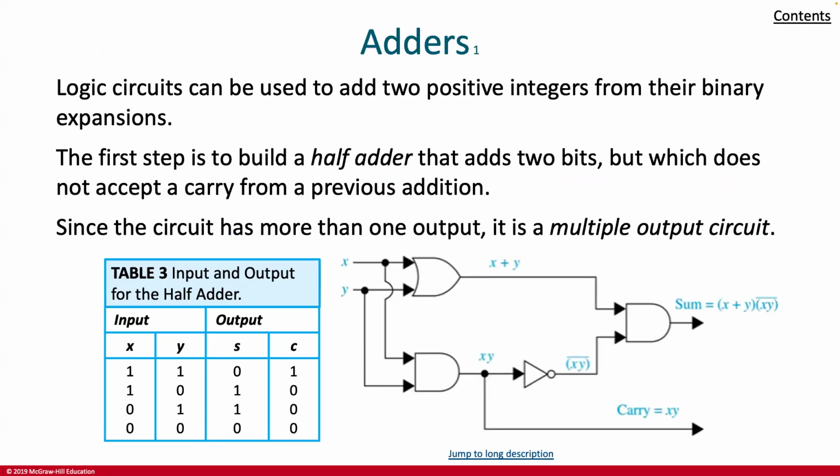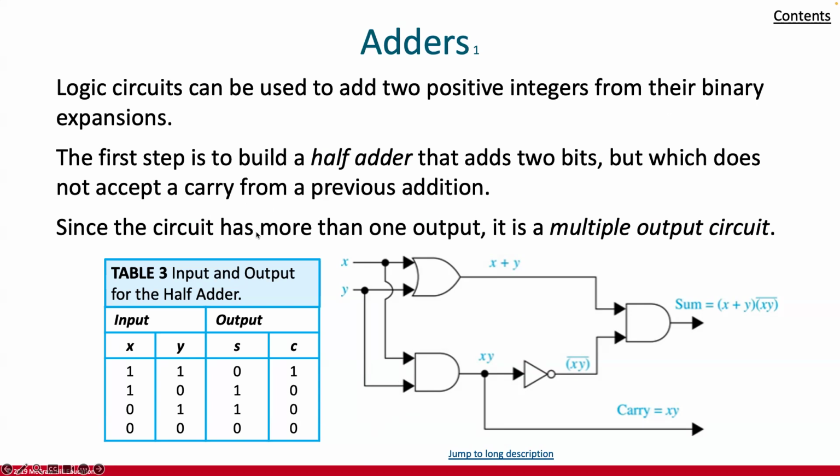Okay, just a couple more charts, and this will be the last concept that I'll talk about. We talked about AND gates, OR gates, and inverters. Now we'll talk about adders, half adders, and full adders. This is getting into something important that you would want to have in a computer. Logic circuits can be used to add two positive integers from their binary expansion. The first step is to build a half adder that adds two bits together, but which does not accept a carry from a previous adder.